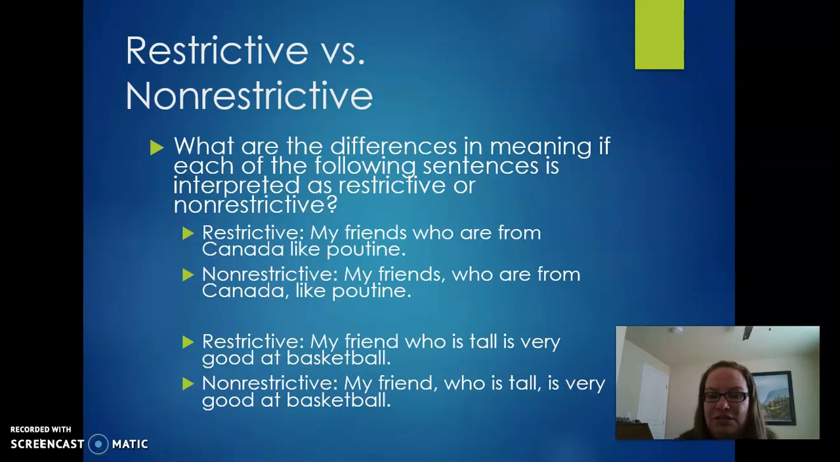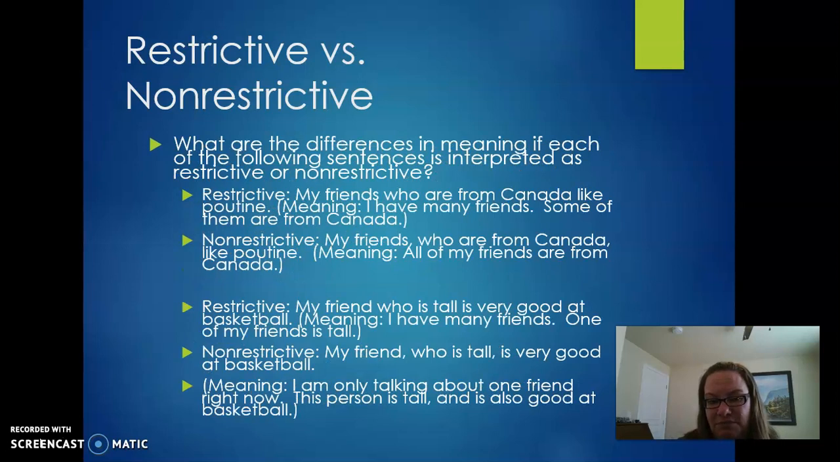So here are some examples, and I want you to think about what is the difference in meaning. Okay, so we have first a restrictive and a non-restrictive sentence about my friends. And then we have a restrictive and a non-restrictive sentence about my friend who plays basketball. Okay, so let's look at the first one. The first group has two different types of meaning.